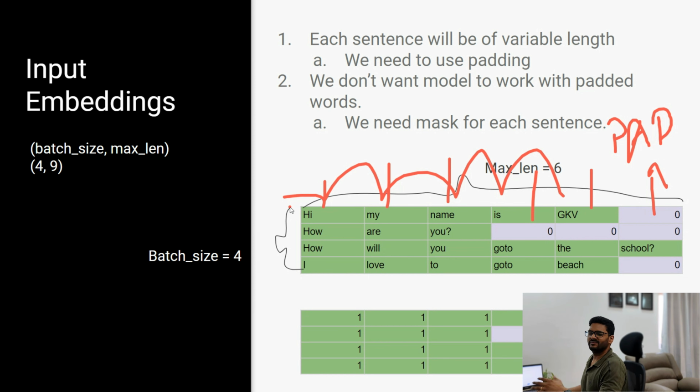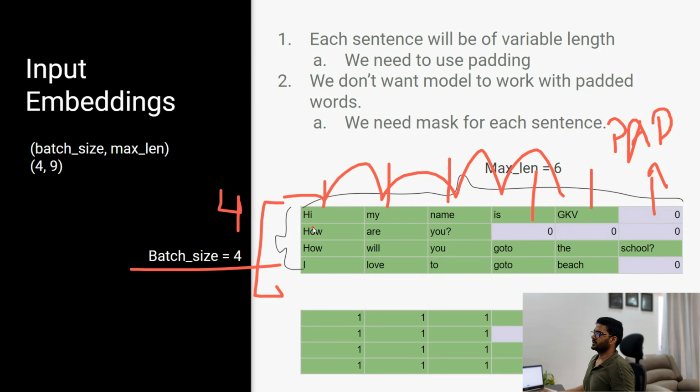Because in every AI model, we send data in a batch. Right now, we are looking at a batch of 4. Therefore, I'm sending 4 different statements to this model. "How are you?" has 3 words, and then we have padding. The longest sentence in this batch is "How will you go to the school?"